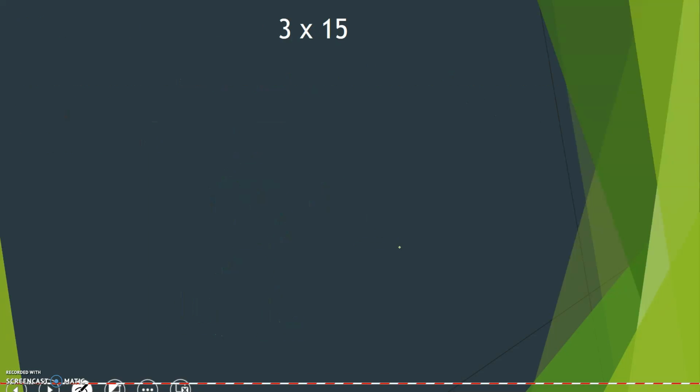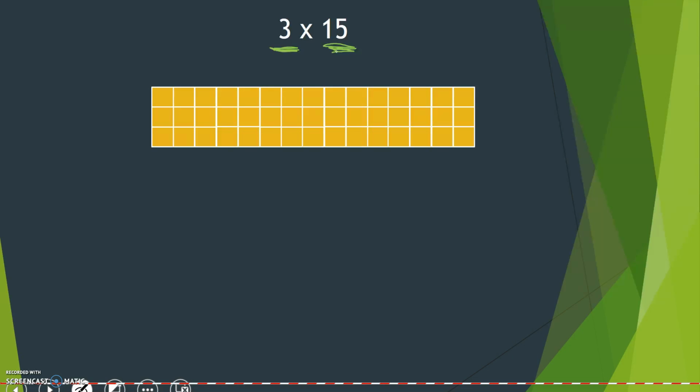So if I have 3 times 15, what this shows me is that I have 3 rows with 15 columns, or 15 in each row. Look, if I were to draw an array, it would look like this. I have 3 rows, 1, 2, 3, and I have 15 in each row. 1, 2, 3, 4, 5, 6, 7, 8, 9, 10, 11, 12, 13, 14, 15.